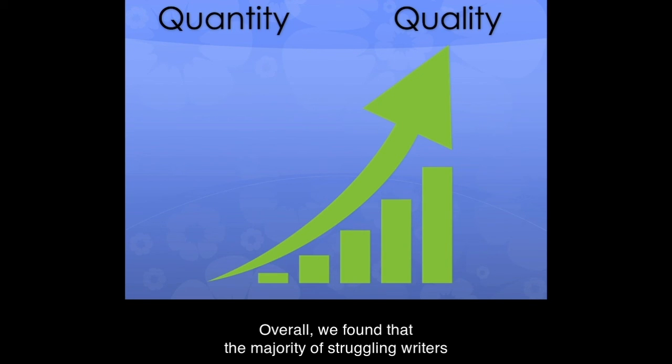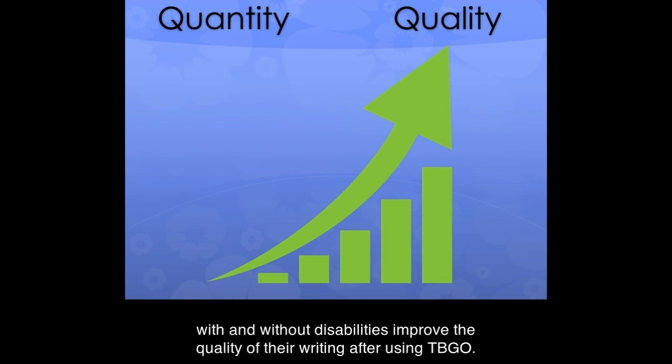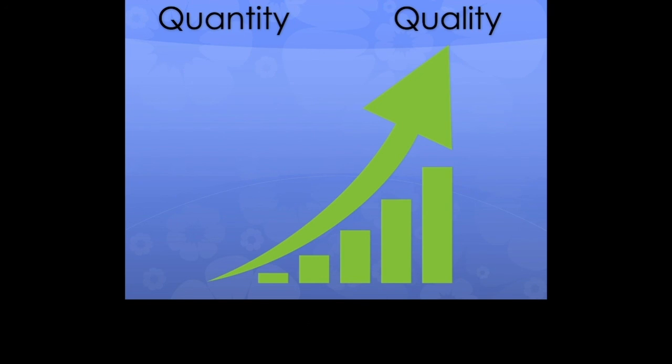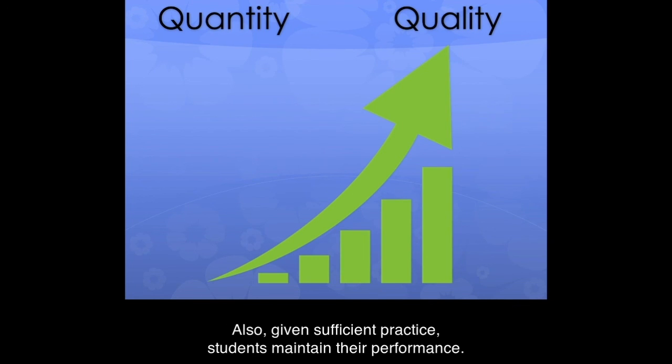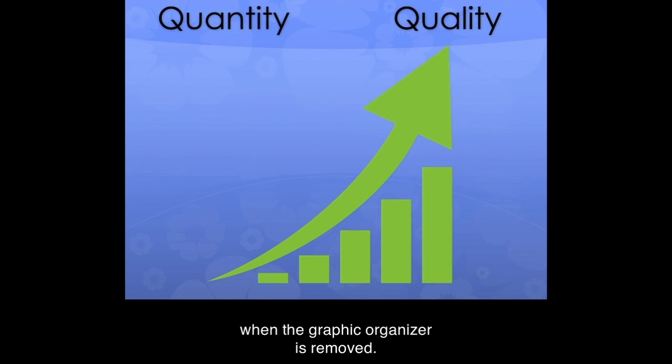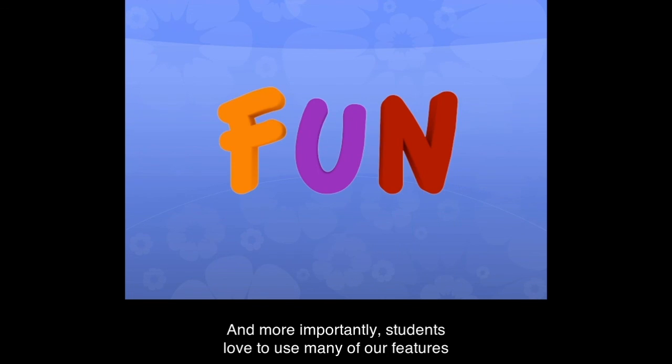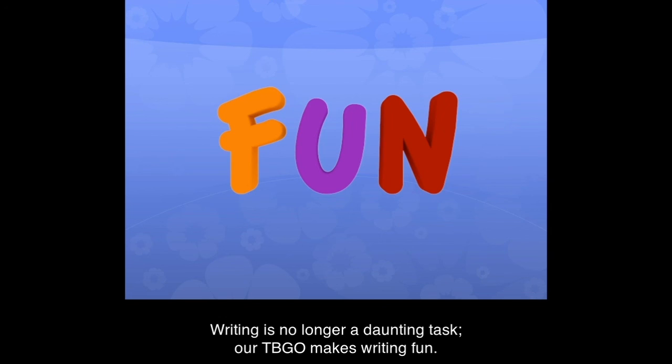Overall, we found that the majority of struggling writers increased the quantity of their writing, while all students with and without disabilities improved the quality of their writing after using TBGO. Also, given sufficient practice, students maintain their performance when the graphic organizer is removed. And more importantly, students love to use many of our features, such as choosing transition words from a drop-down menu. Writing is no longer a daunting task. Our TBGO makes writing fun.